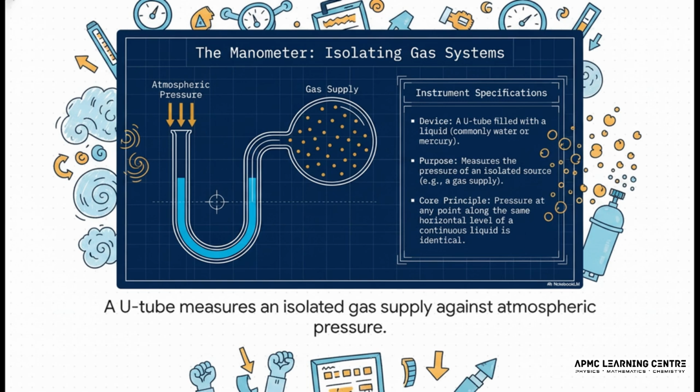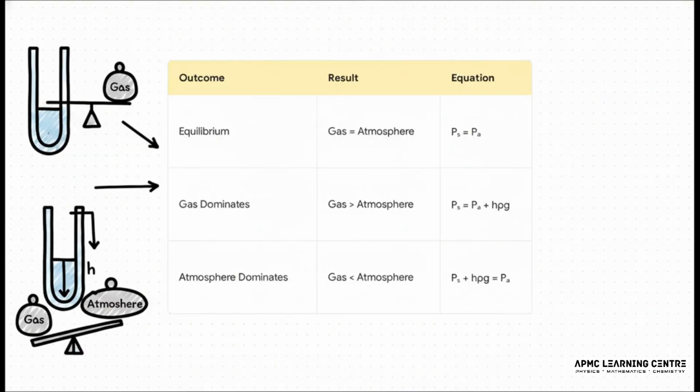It literally shows us who's winning the push of war, the gas on the inside or the atmosphere on the outside. So in this little tug of war, there are really only 3 ways it can play out. Scenario 1, the liquid is perfectly level on both sides. That means it's a tie. The gas pressure is exactly the same as the atmospheric pressure.